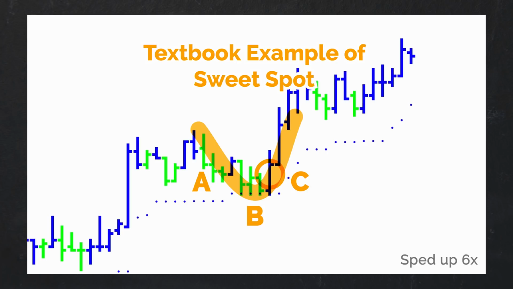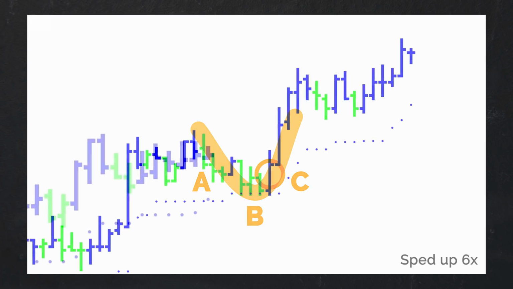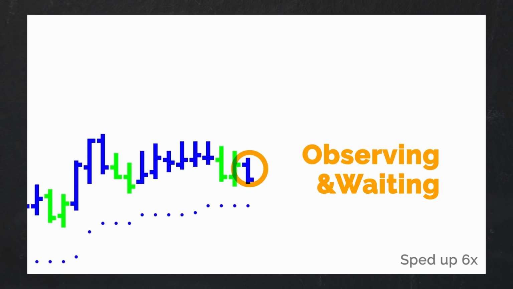We're going to have 3 general archetypes around the sweet spot setup. Now let's take a look at another example with a slight deviation. Here again we have an uptrend, so we're looking to buy on a pullback to the support dots. And it's the same thing as before, we're looking for point C. Based on the description of point C, at this point you should still be observing and waiting.